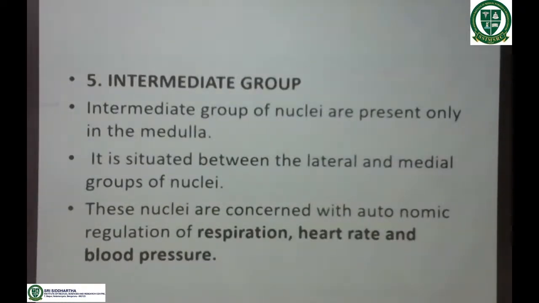The fifth group of nuclei is the intermediate group. Intermediate group of nuclei are present only in the medulla. It is situated between the lateral and the medial group of nuclei. These nuclei are concerned with the autonomic regulation of respiration, heart rate and blood pressure.